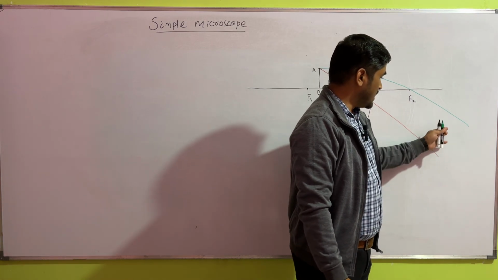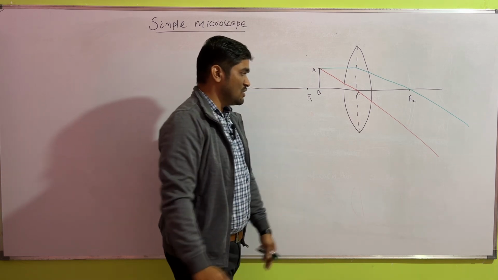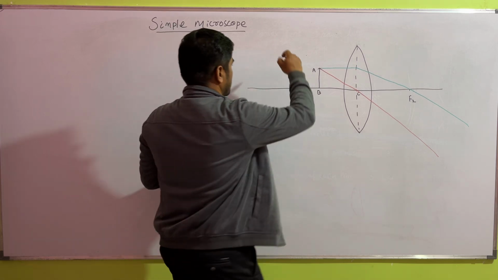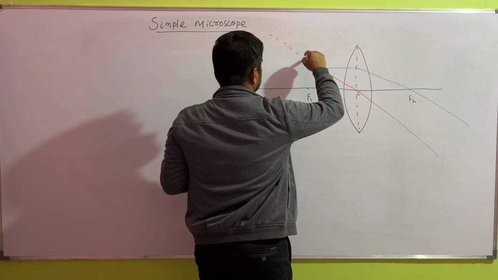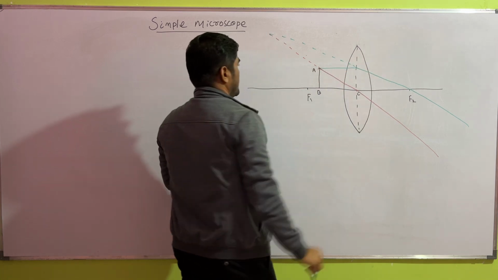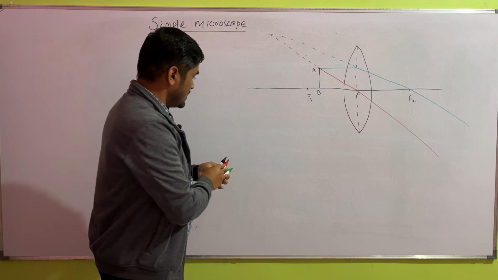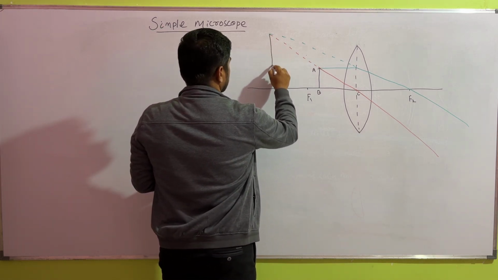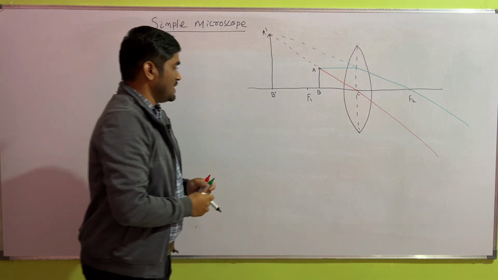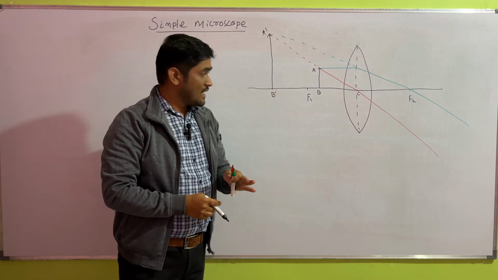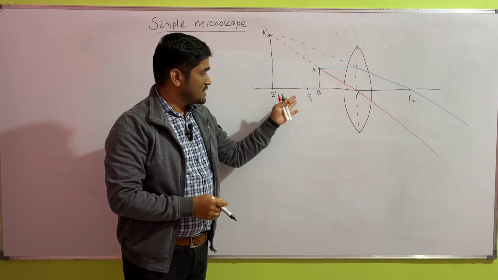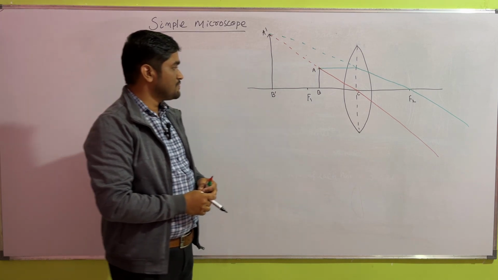So on this side, the two rays separate away from each other, and when you extend these two rays in the opposite direction, in this direction, you find the two rays appear to meet here. So this is the image. Let this be B dash, this be A dash. So we can say this is the virtual image, magnified and erect, which is formed on the same side of the object. Clear?